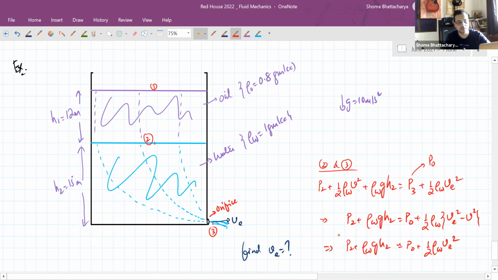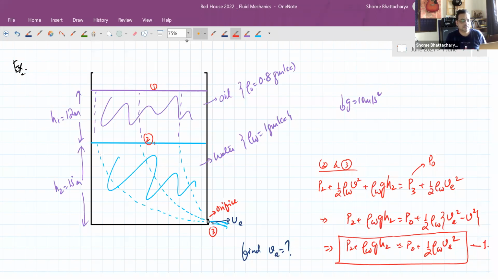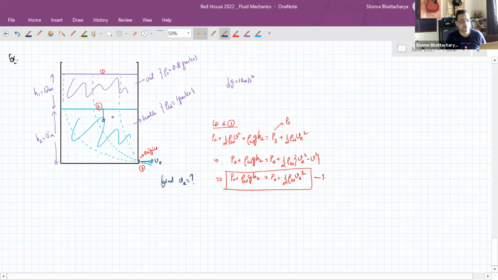So I have this equation. This is equation number 1. Here the only thing I've done is I've neglected V square, so if this is V, I've neglected V square compared to efflux velocity square because it's an orifice.